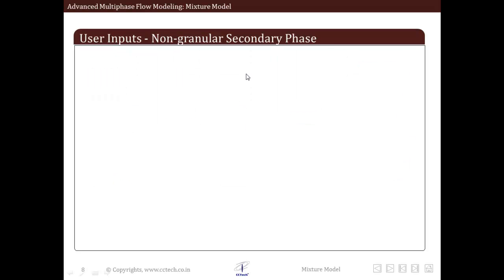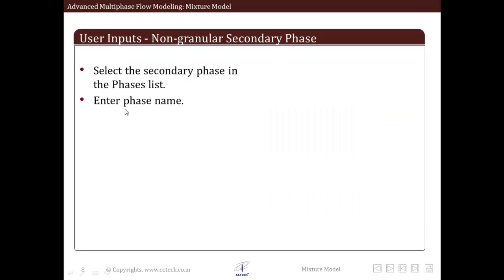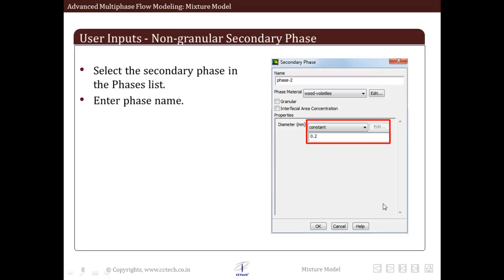Next is the secondary phase. Now the secondary phase in the mixture model can be non-granular or it can be granular. First we will see how to set up the non-granular phase. We select the secondary phase in the phases list. This can be done by going to problem setup, then clicking on phases, then we click on the secondary phase and click on edit. Next, the secondary phase panel pops up.